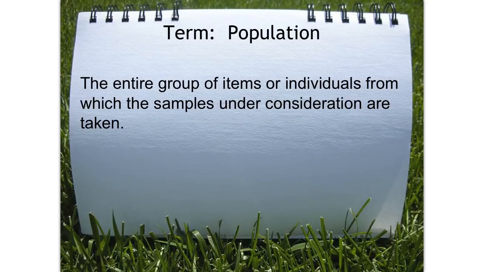Find the word population, and I want you to put that as your first word in the first column. Then find the definition that matches it. The definition is the entire group of items or individuals from which the samples under consideration are taken. So the important idea here is that this is the entire group. So glue population as your first term, glue this definition as your first definition, and then find what you think might be the example of this and glue that as your first entry in the example column. Remember, we're going to check this tomorrow.